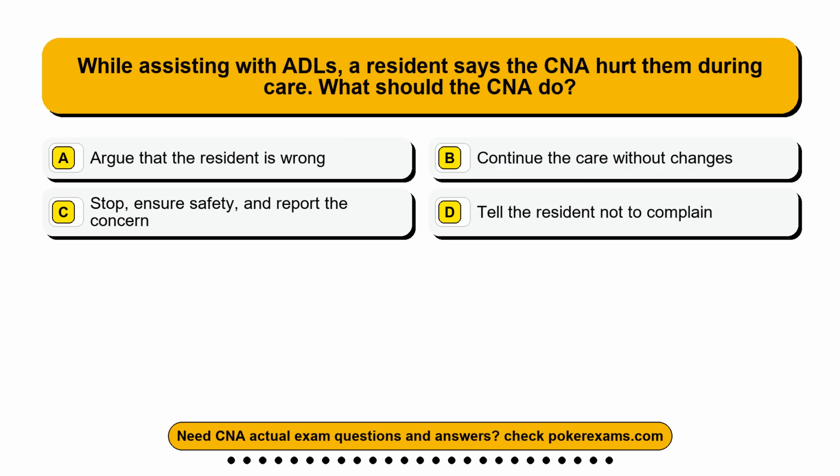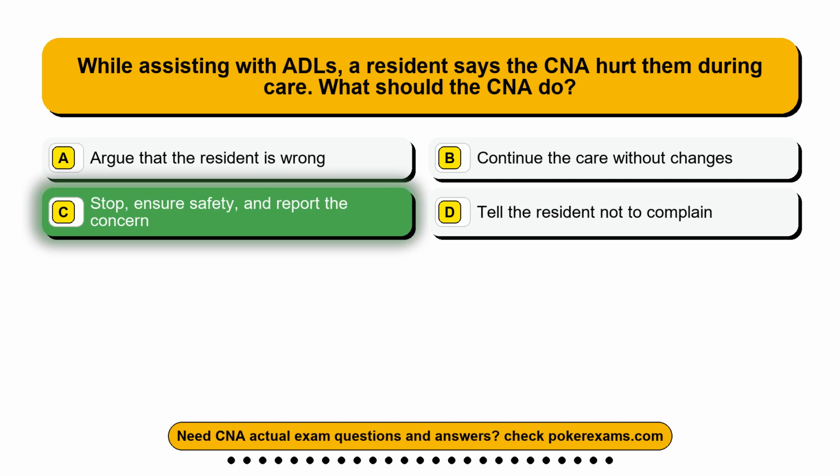Question 24. While assisting with ADLs, a resident says the CNA hurt them during care. What should the CNA do? Option A, argue that the resident is wrong. Option B, continue the care without changes. Option C, stop, ensure safety, and report the concern. Option D, tell the resident not to complain.